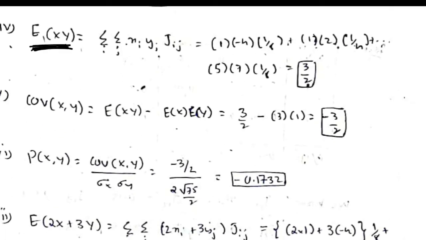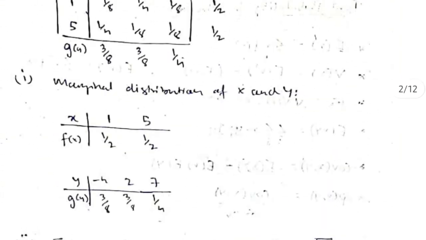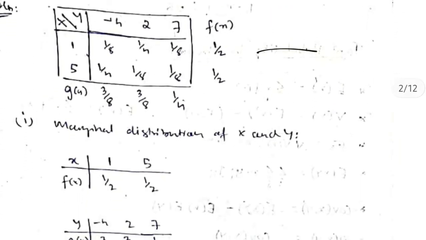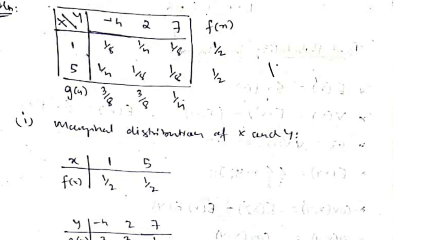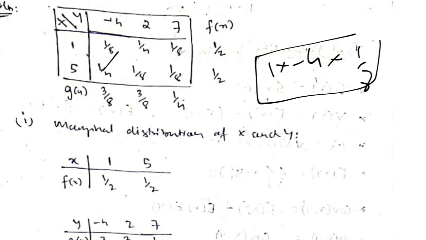E of xy means, see here, double summation, you have to find the summation of x into y into j. Now let's see what the j value is. For that we will be looking at this table. Okay, in this table, firstly we need to know what is j of 1 1. J of 1 1 means first row, first column, that is x1, y1 into j11. Okay, this is the x value, this is the y value and the corresponding j value. These three we have to multiply. 1 into minus 4 into 1 by 8. This is for the first element.